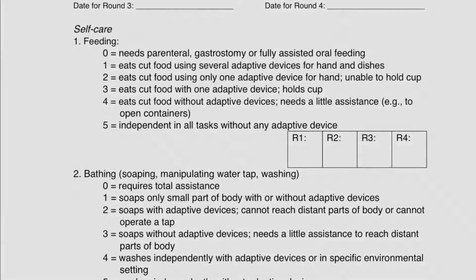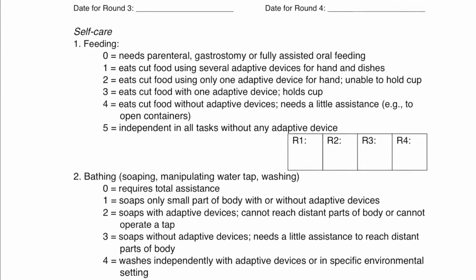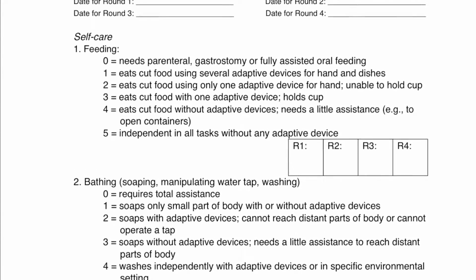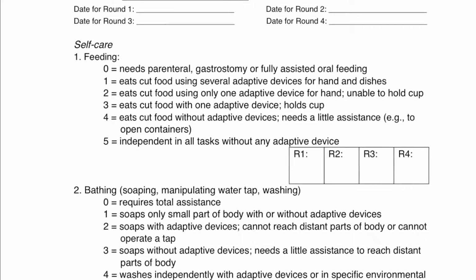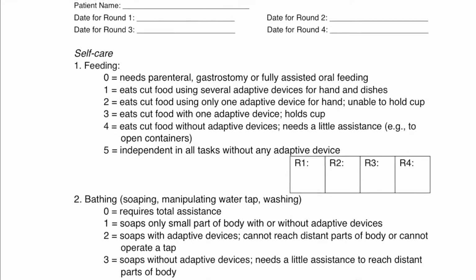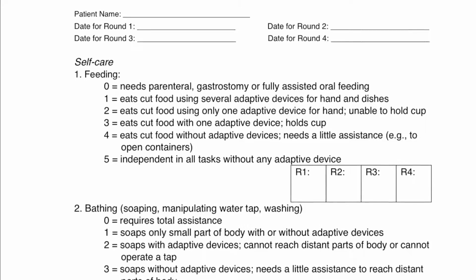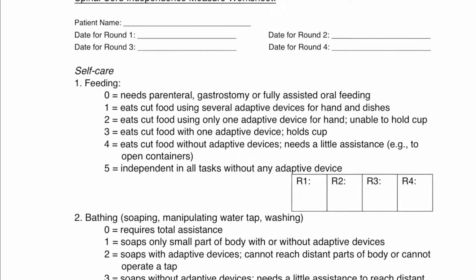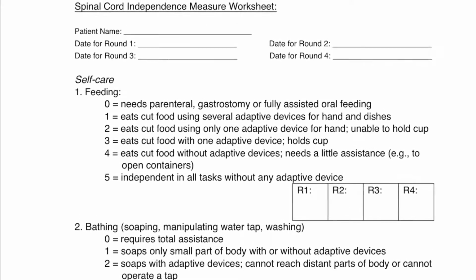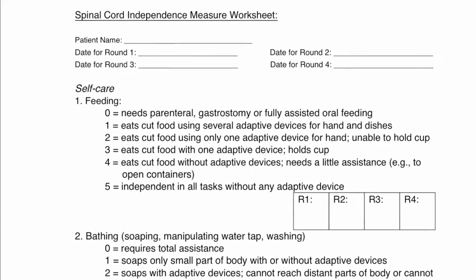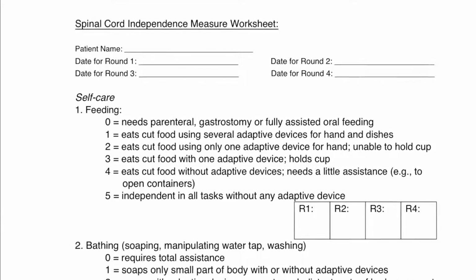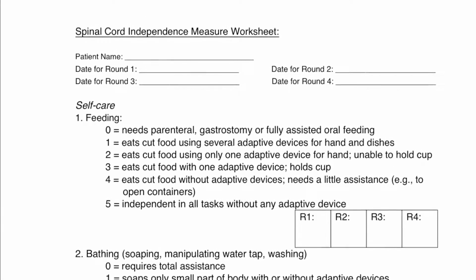All right, so just to reiterate, the SCIM is a disability scale developed to specifically address the ability of spinal cord injury patients to perform basic activities of daily living independently. So we really just want to see what they're able to do by themselves. There have been several versions of the SCIM. Currently there's 3 out, and this one assesses 3 different areas: self-care, respiration and sphincter management, and mobility.